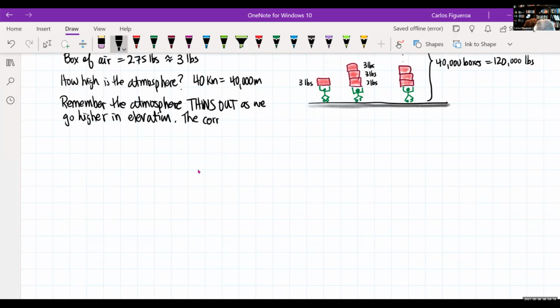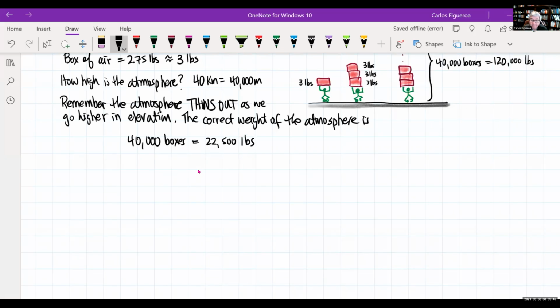The correct weight of the atmosphere is 40,000 boxes of air when you account for the thinning out of the atmosphere, which equals 22,500 pounds. You've got to admit, that's a lot of weight of air. And if you convert this to newtons, this is 101,000 newtons.